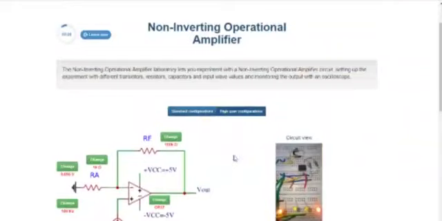This way you can repeat for other combinations of resistors and voltage values under standard configurations and high-gain configurations.